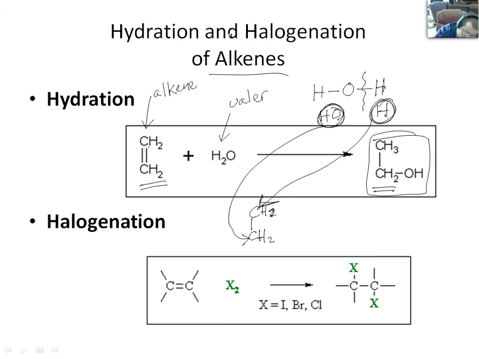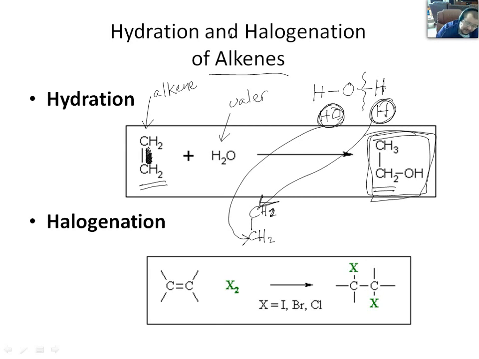So step 1 is remove the double bond, which is what I'm scratching out right now. Step 2 is to add an H in one position and the OH in the other position. And we end up with the product of a hydration reaction.